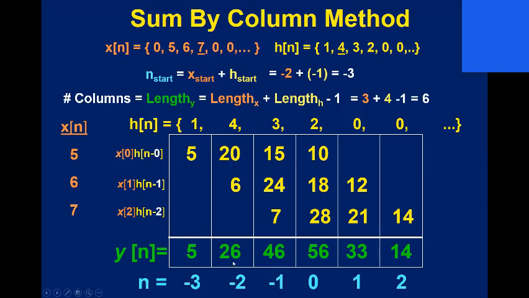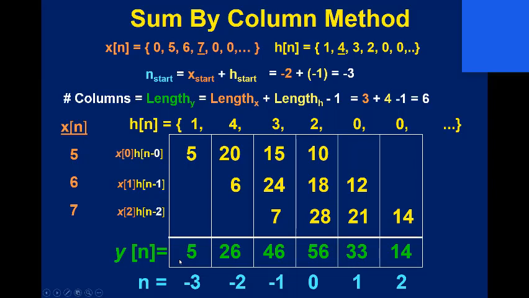5, then 20 plus 6 to get 26. And then these 3 values give us 46, and so on. And these are the convolution results. The y of n, the output of the system, if this was my input and this was my unit sample response, here's what would come out. Here's what the result of the convolution is. And our indices that we found from the start indices tell us where to position them. So here's my n equals 0 term of y, and we're starting at y of minus 3.